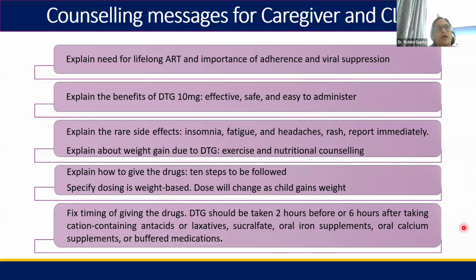DTG has a lot of interaction with various drugs. So if you remember, most children would be on iron supplements, calcium supplements, maybe taking some antacids off and on. So you have to explain that DTG should be taken 2 hours before or 6 hours after taking these supplements or multivitamin syrups which the child is on. And you must explain to the parents that if some new medicine has been added by a pediatrician, they should come and inform the medical officer and find out if it has some interaction with DTG.